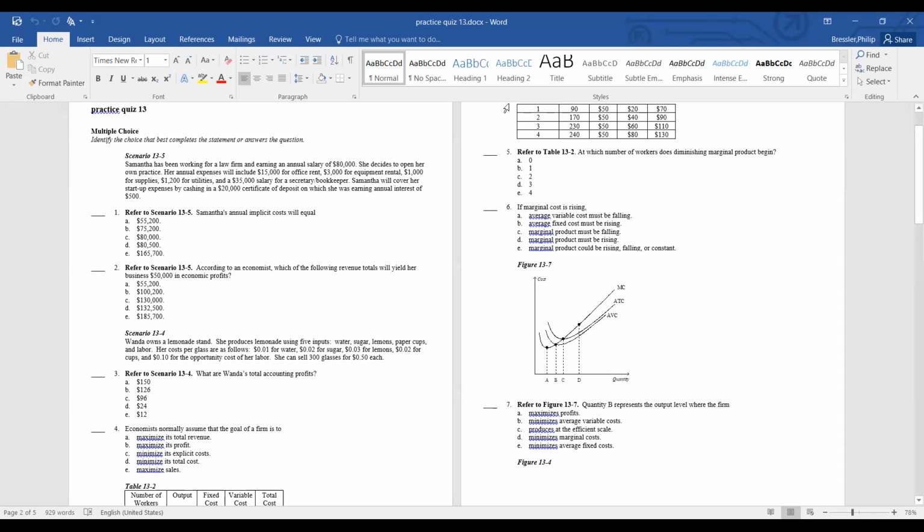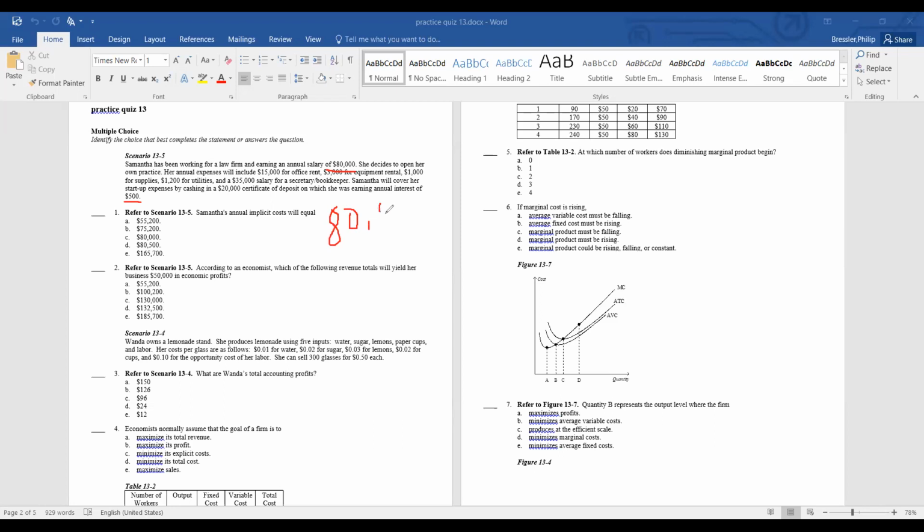All right, if none of you have questions on chapter 13, I just want to quickly go over something. So look at scenario 13.5. She used to make 80,000. Now she opened up her own business. So that's an implicit cost. She used a $20,000 certificate of deposit that was earning interest of 500. That 500 is an implicit cost. So her implicit costs are 80,500. Do they ask that? Yes, they do.